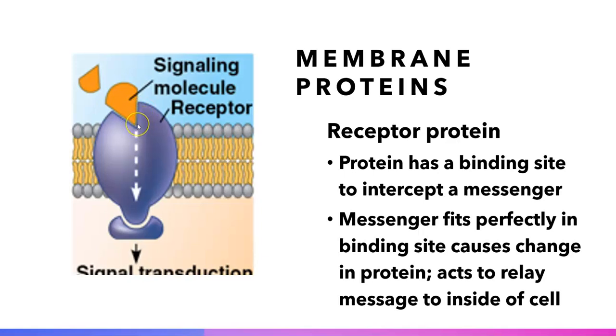So once it receives that message, it can cause a change in the protein that is usually then relayed to the inside of the cell to say, hey, this is what's going on outside. We need to make some changes accordingly. So it could be that this protein here is receiving a message that they are low on human growth hormone, and therefore it's time for the cell to start producing more human growth hormone. Okay?